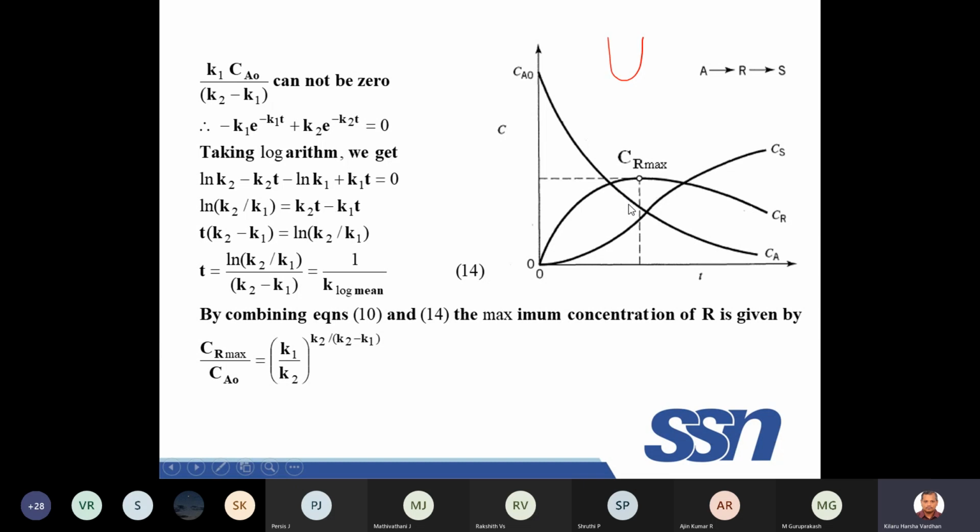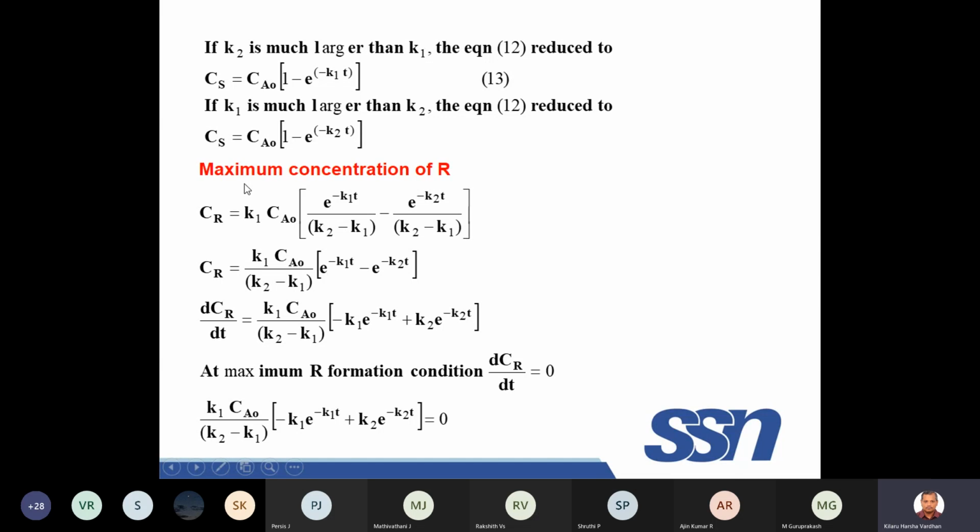This graph will result. If you look at this graph, we are having CR going to a maximum and then decreasing. So we need to find out what this CR maximum is. For that, you have to differentiate CR and then equate to 0. That is what we are doing here. Maximum concentration of R, this is the R value. If you again take the LCM K2 minus K1, then you can put this.